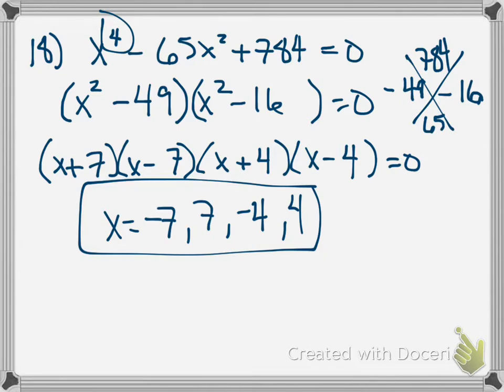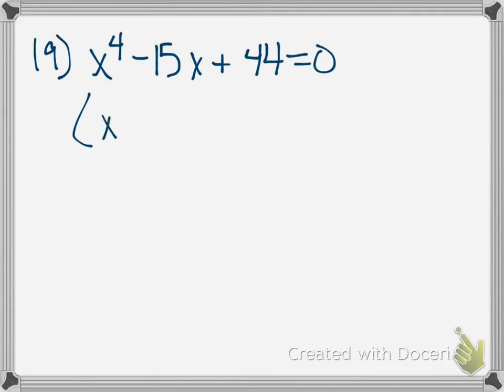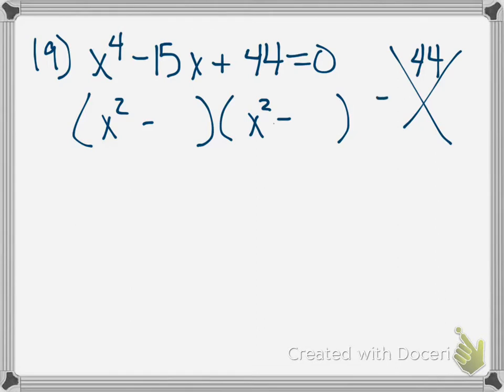Okay, let's look at the other one. 19, which will be my last problem for this part 1. x to the 4th minus 15x squared plus 44 equals 0. And again, x squared minus... numbers that multiply to give me 44 and would add to give me 15. Looks like it would be 11 and 4. So x squared minus 11 and x squared minus 4 equals 0. 11 times 4 is 44. 11 plus 4 is 15.